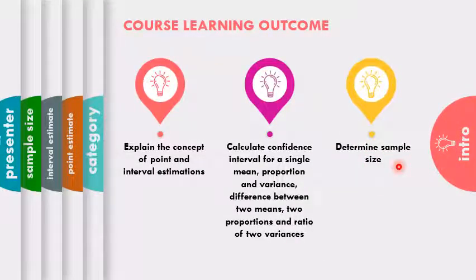This chapter requires that you already have some knowledge on sampling distribution such as binomial, normal, t-distribution, chi-square, and f-distribution. The expectation after you complete all the slides for this topic are you will be able to explain the concept of point and interval estimations, calculate confidence interval for a single mean, proportion and variance, difference between two means, two proportions, and ratio of two variances, and determine the sample size.